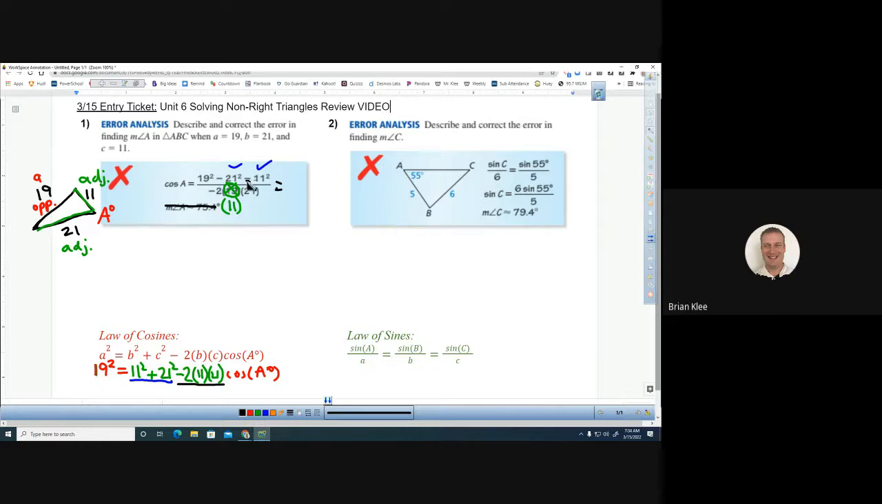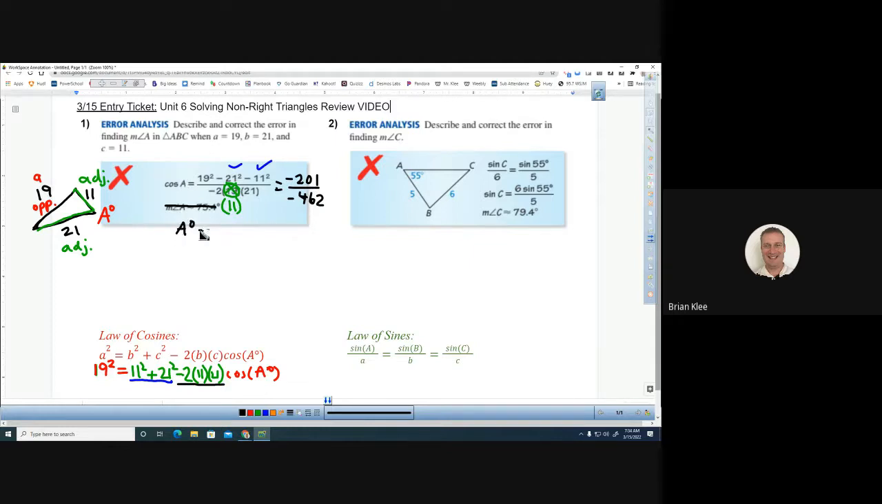The top, 19 squared minus 21 squared minus 11 squared, that would not have changed. It comes out to -201. The denominator is what's going to change. -2 times 11 times 21 in our calculator is -462. So now I've got cosine A equals that stuff. I need to cancel out cosine.